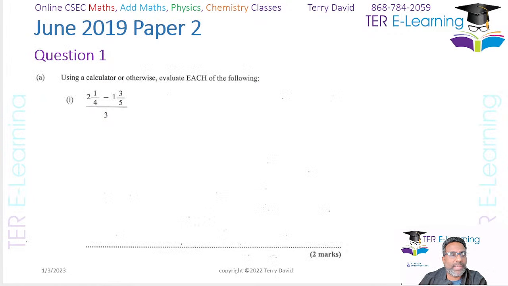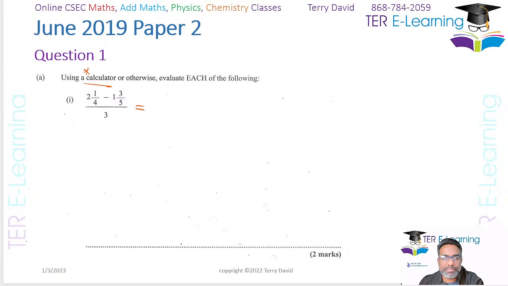So let me start with question 1 here. Using a calculator or otherwise, evaluate each of the following. What I normally tell students is that if you have a question like this, especially question 1 in paper 2, and they say using a calculator or otherwise, use the calculator. You have it there as an option. Now, we have a subtraction to do and a division to do. I'll work out the numerator first, which is 2 1/4 minus 1 3/5.